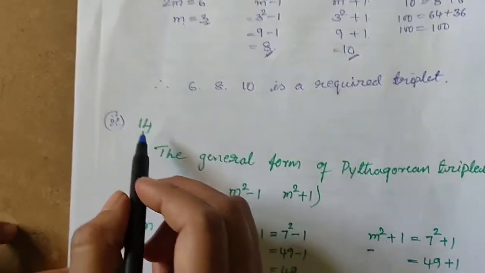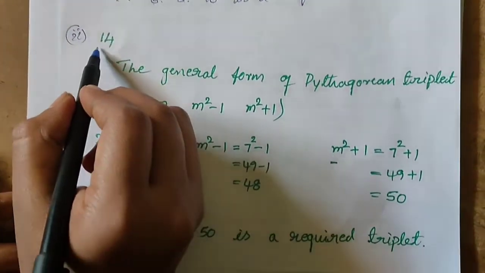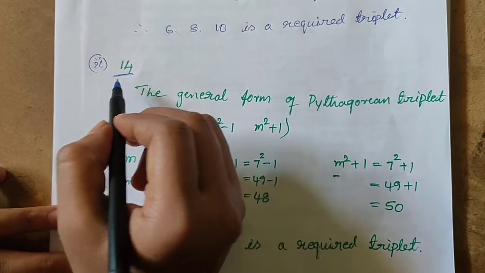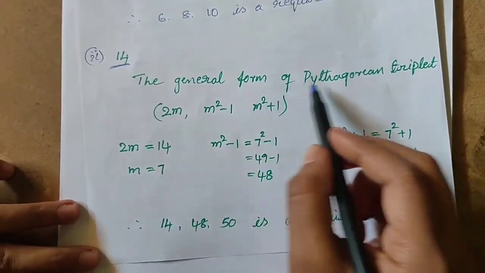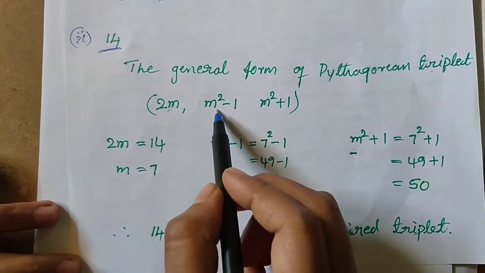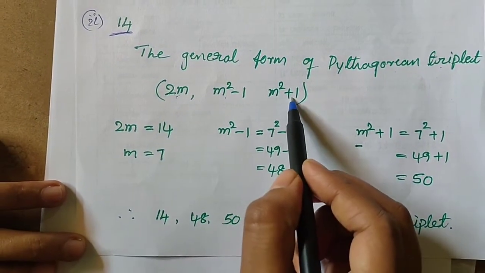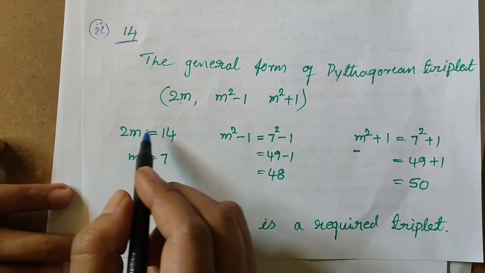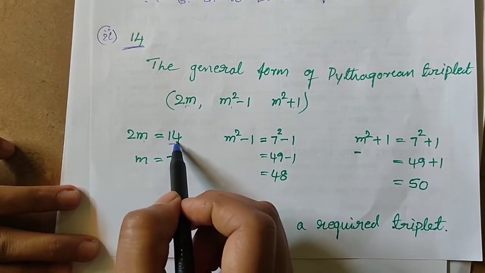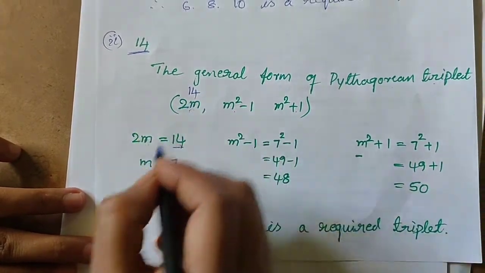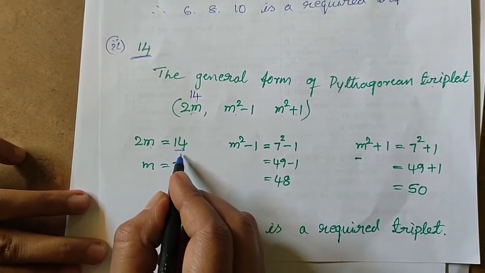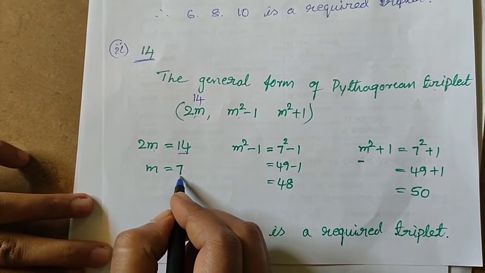Similarly, we are going to the second problem. The first member of the Pythagorean triplet is 14. So, once again we use the general form of a Pythagorean triplet, that is 2m, m square minus 1 and m square plus 1. The first member is 14. So, I will take 2m equal to 14. Next I find the m value, m equals 14 upon 2, that equals 7.